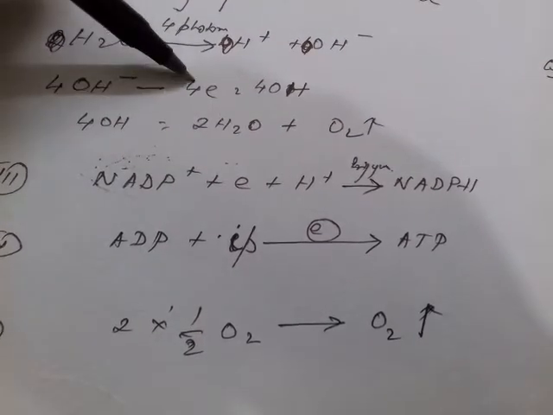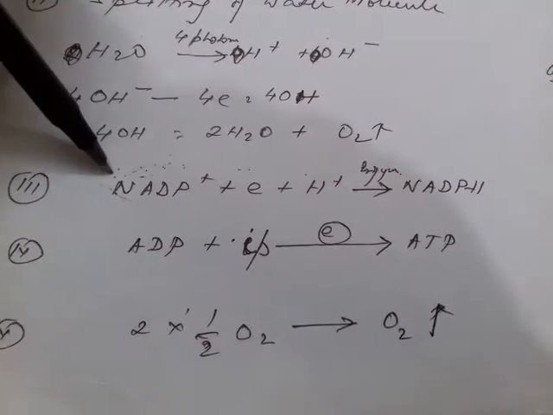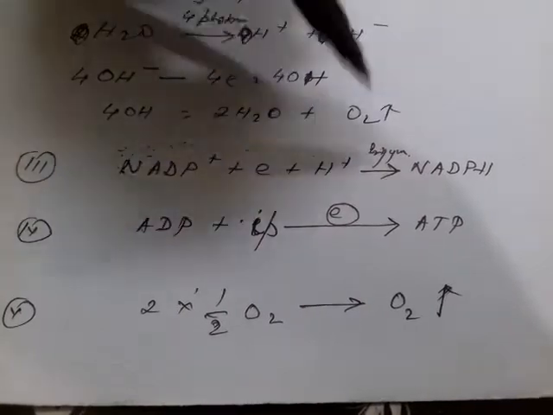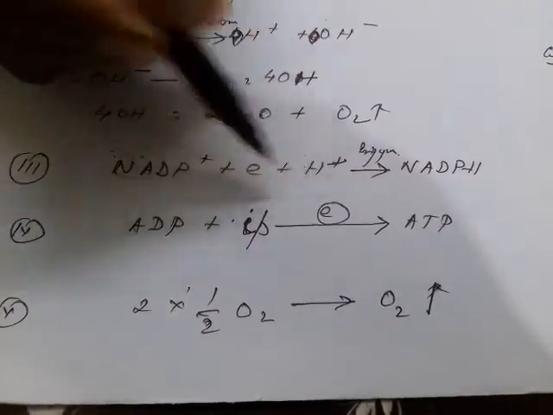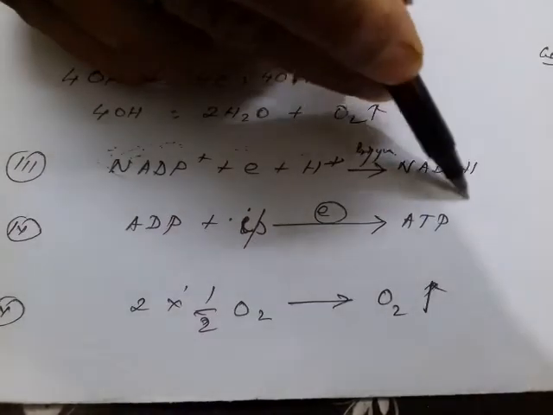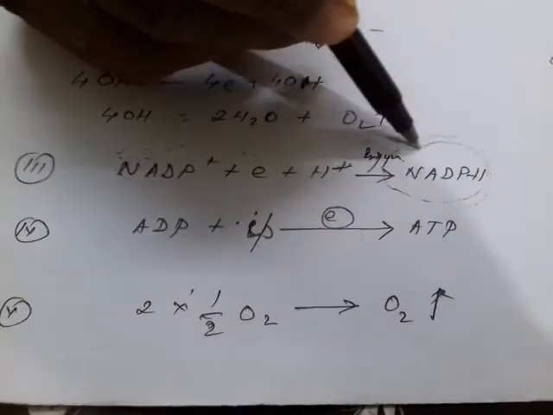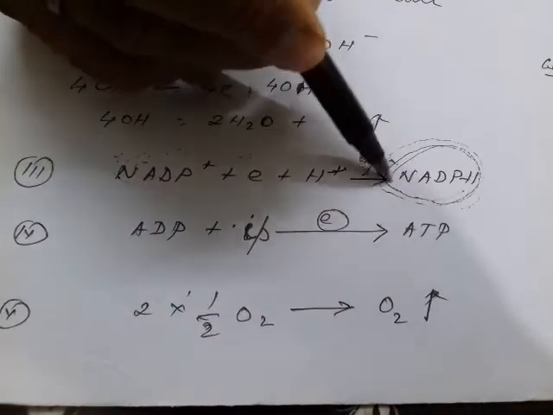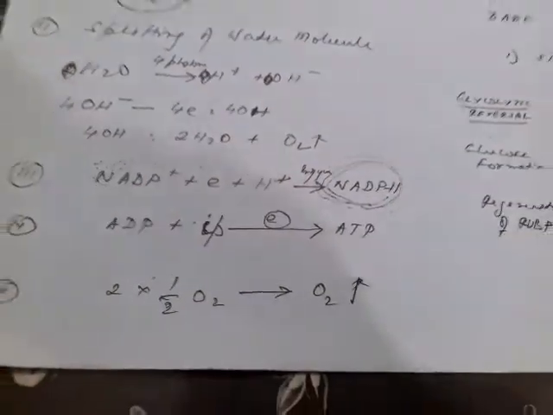Okay, so these electrons come from here and the H plus also attaches to it. Now it becomes NADP plus electron plus H plus. That becomes NADPH. So it forms what we call the reduced nicotinamide adenine dinucleotide phosphate. This is a compound which is formed in the light reaction, which will be used in the dark reaction.